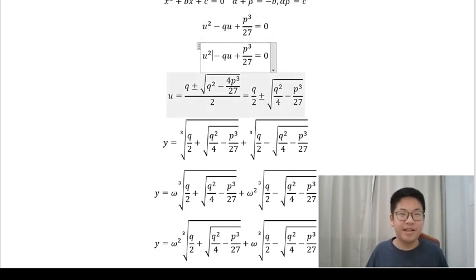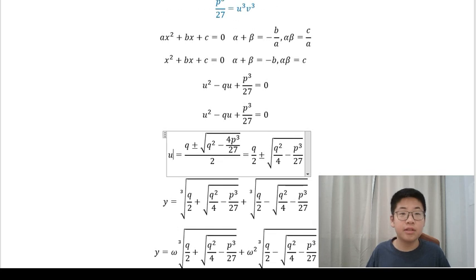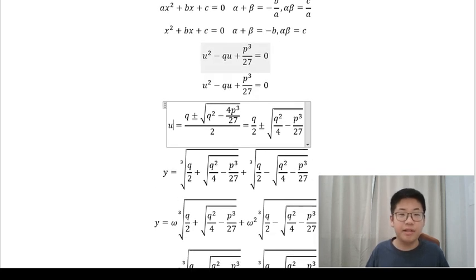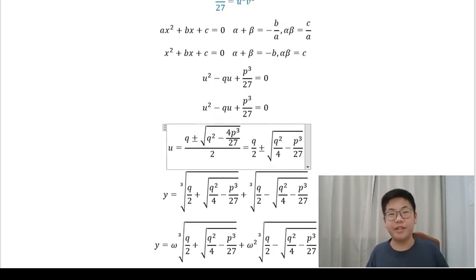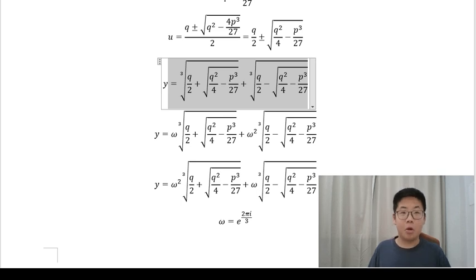I don't know why I did this. So u, using the quadratic formula, is q over 2 plus or minus the square root of q squared over 4 plus p cubed over 27. So why is this? This u, I named it u, but it's supposed to be u cubed or v cubed in this equation. So y is this.